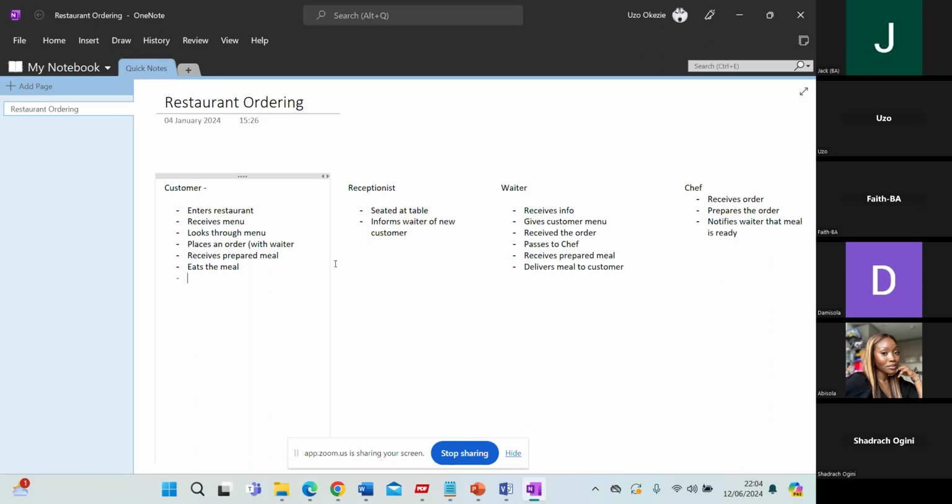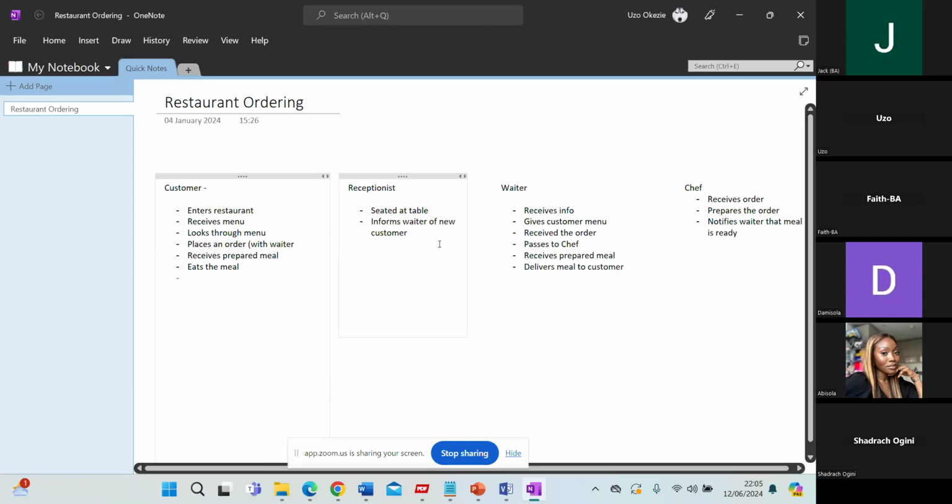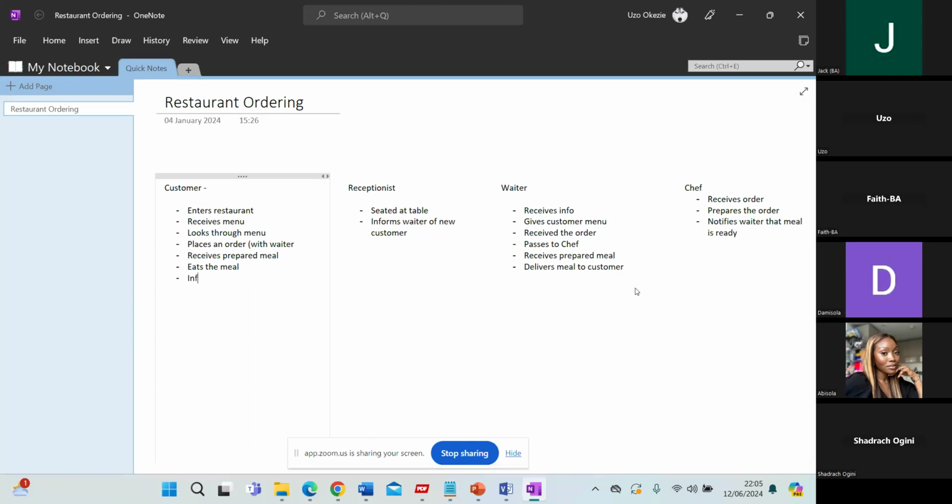So the customer pays after eating. How does he know to pay? Oh, the waiter will bring the bill. Okay. Is it the waiter that gives him the bill, or is it the receptionist? It's the waiter. Okay, so how does the waiter know it's time to bring the bill? Maybe the customer signals to the waiter. So let's just say informs waiter meal is done.